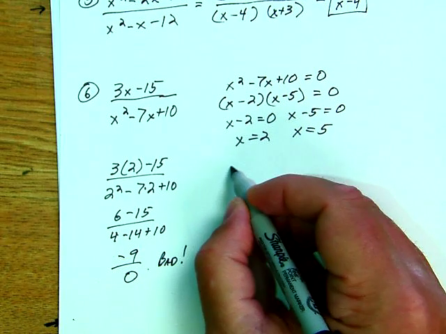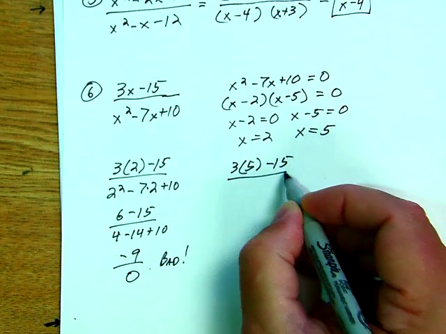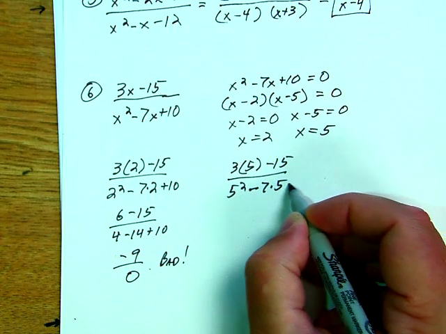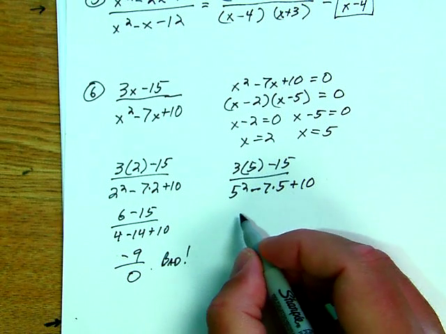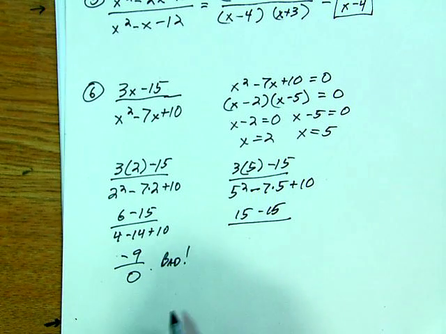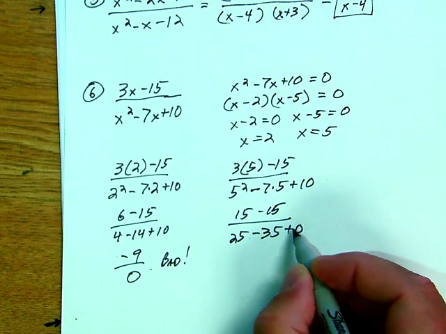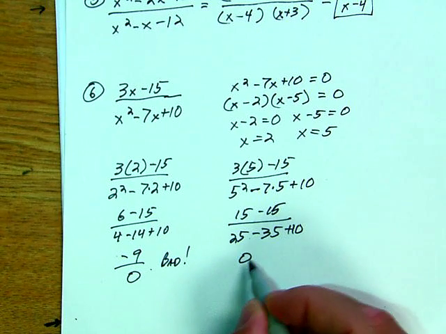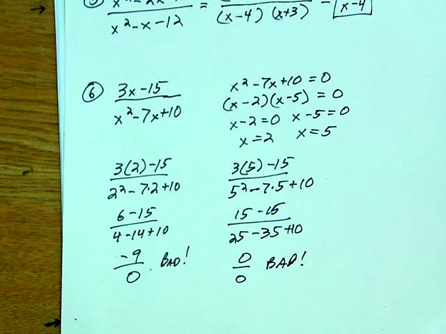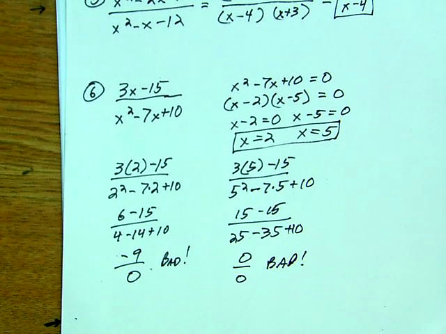Let's check the other one. Let's check 5. We get 3 times 5 minus 15 all over 5 squared minus 7 times 5 plus 10. That gives us 15 minus 15, and that's okay because it's on the top. And on the bottom, we've got 25 minus 35 plus 10, which gives us 0 over 0. Ooh, that's bad. Both undefined. So we see that these two are our excluded values from that problem.